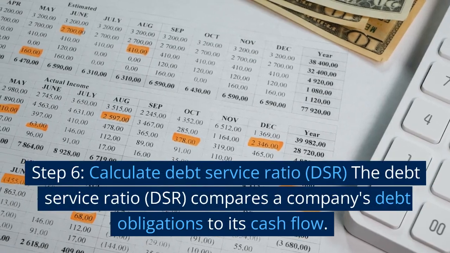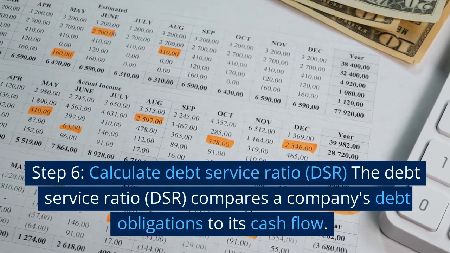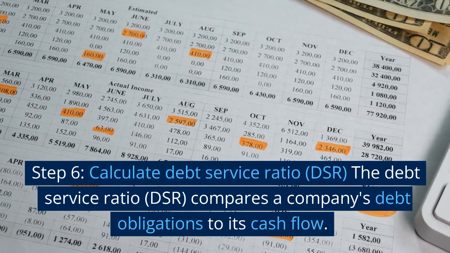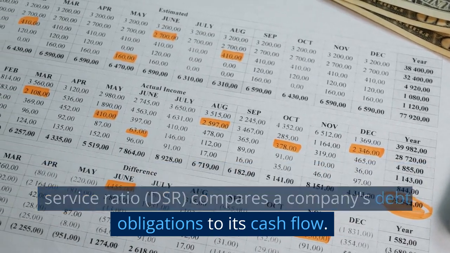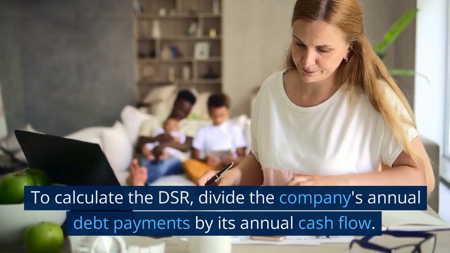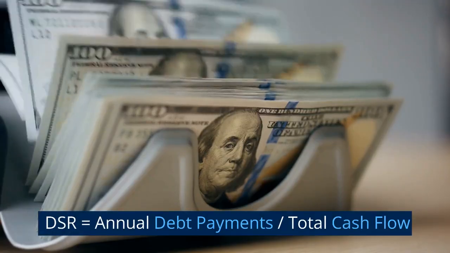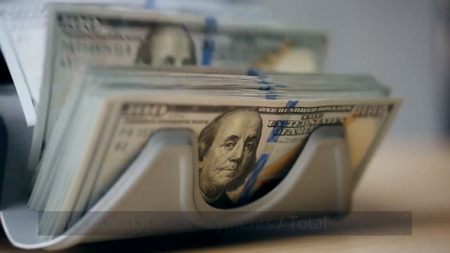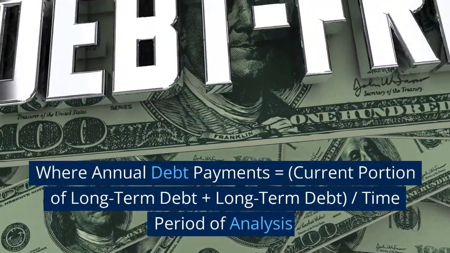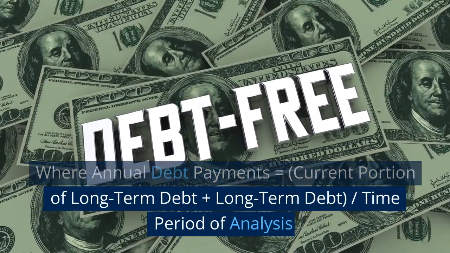Step 6. Calculate debt service ratio, DSR. The debt service ratio, DSR, compares a company's debt obligations to its cash flow. To calculate the DSR, divide the company's annual debt payments by its annual cash flow. The formula for DSR is DSR equals annual debt payments divided by total cash flow, where annual debt payments equals current portion of long-term debt plus long-term debt.